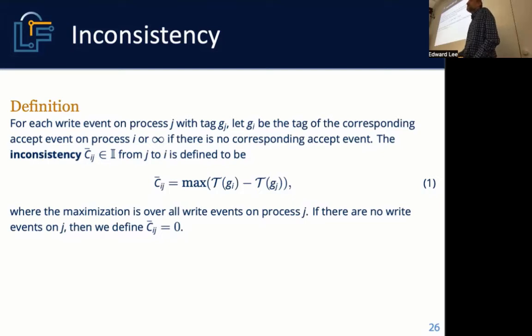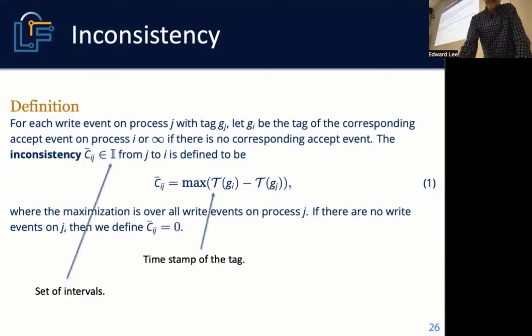Process J updates a variable. Process I never receives the update. With respect to that variable, those two processes have infinite inconsistency. They don't agree at all on the value of that variable, because process I never receives the update. So that's an appropriate limiting condition. Does that make sense? So that gives us a numerical quantity for the inconsistency between two processes.